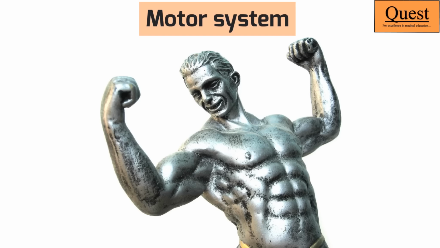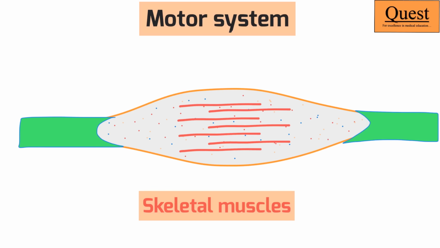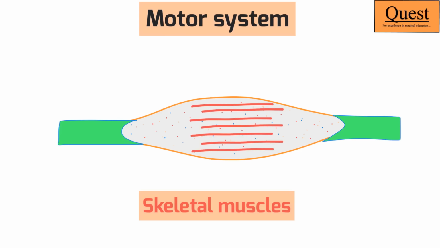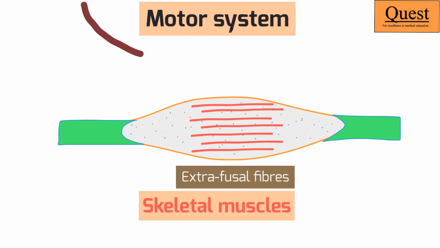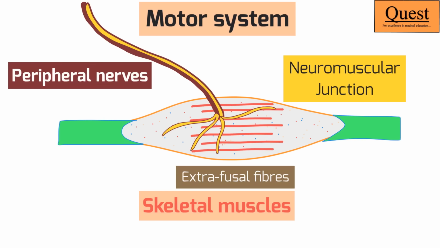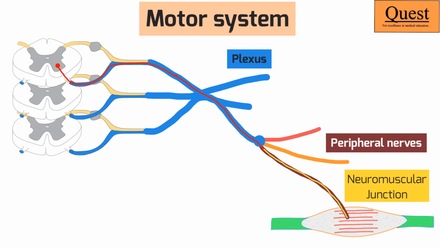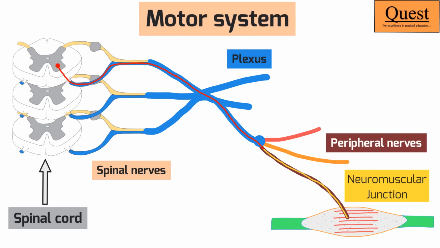For the motor system to work, we need the muscles. Muscles are the ones which are going to contract and bring about the actual activity. And these are the extrafusal fibers of the muscles that contract, and they are being supplied or controlled by the nerves. If we trace these nerves backwards, these nerves are coming from the spinal nerves, and the spinal nerves are arising from the spinal cord.